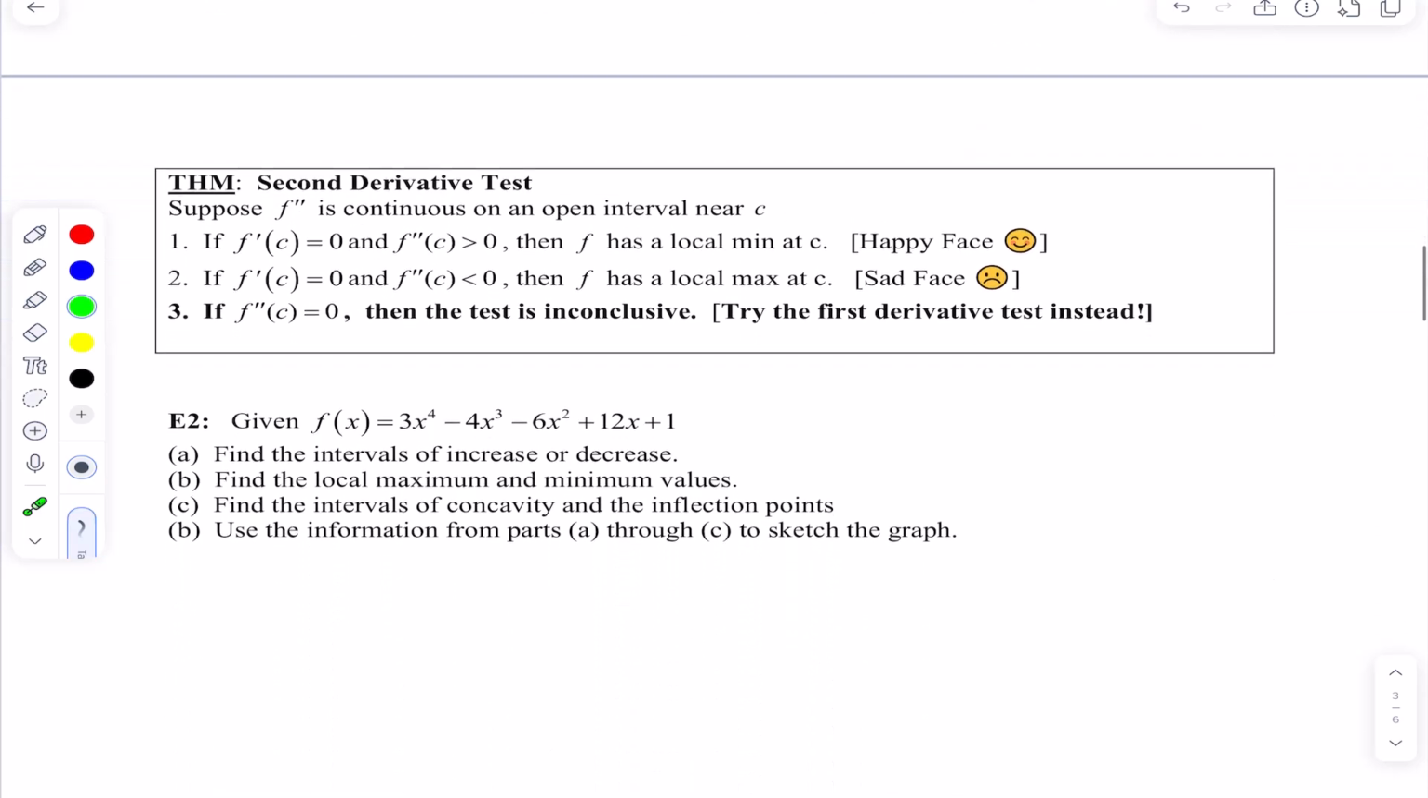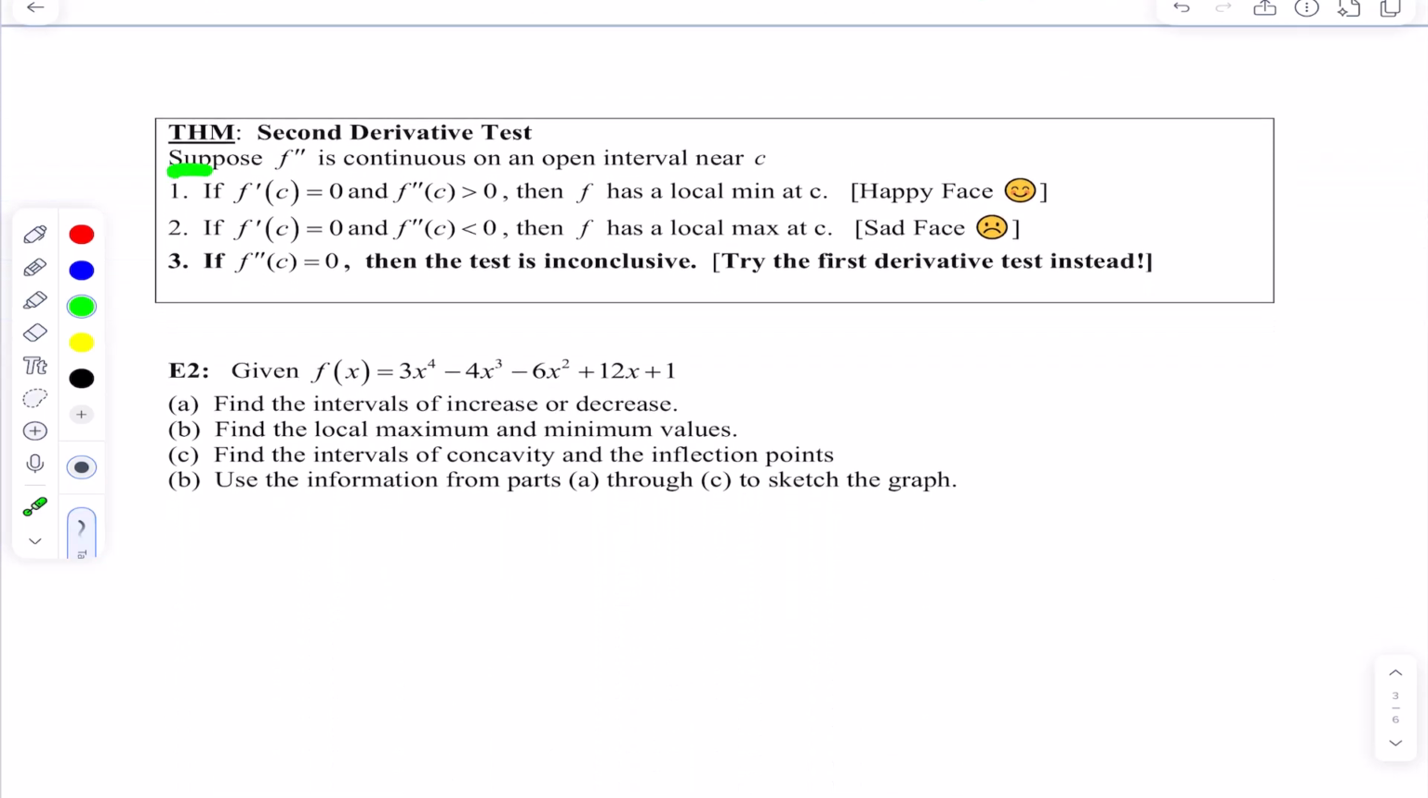Here is the second derivative test. Suppose the second derivative is continuous on an open interval near c. If you have a critical number such that when you evaluate the first derivative at that critical number, it gets you 0, and the second derivative evaluated at c is greater than 0, then f has a local min at c. The easiest way to remember this is actually by drawing faces, believe it or not.